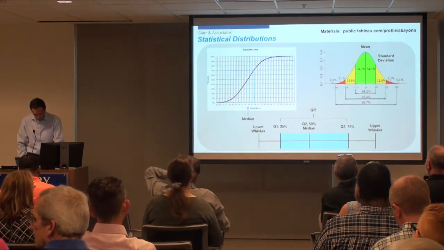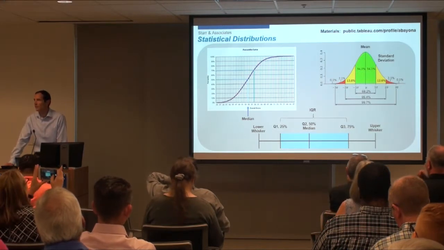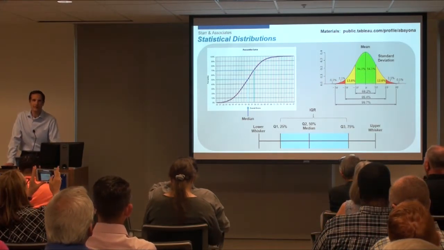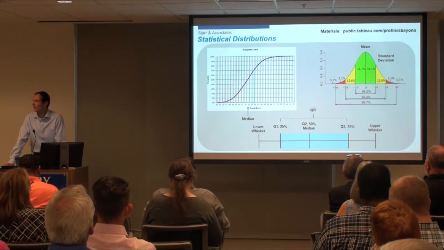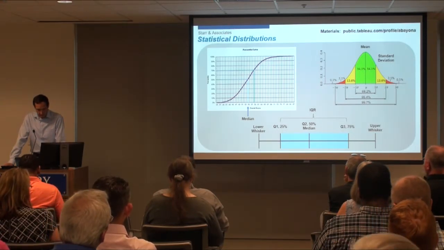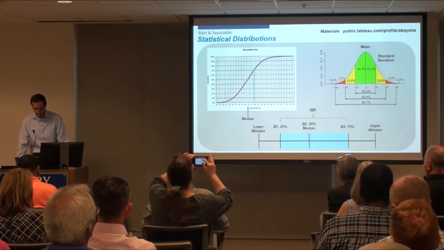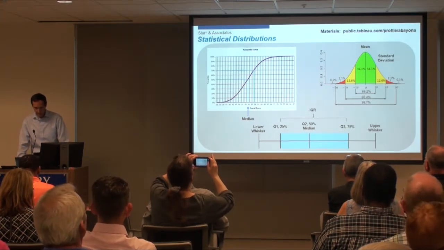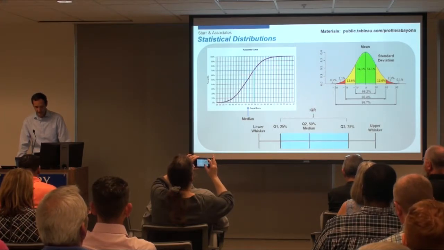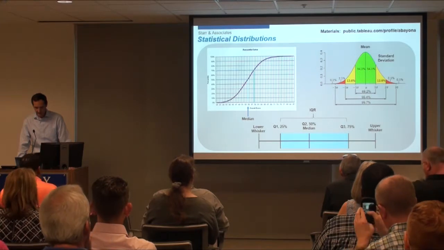So I wanted to just cover a few of the basics of what we're going to be using in Tableau before I get in there. So some things on statistical distributions. I didn't want to assume too much, but some basics. We've got on the right here, I've got a normal distribution. Of course, the mean or average in the middle.